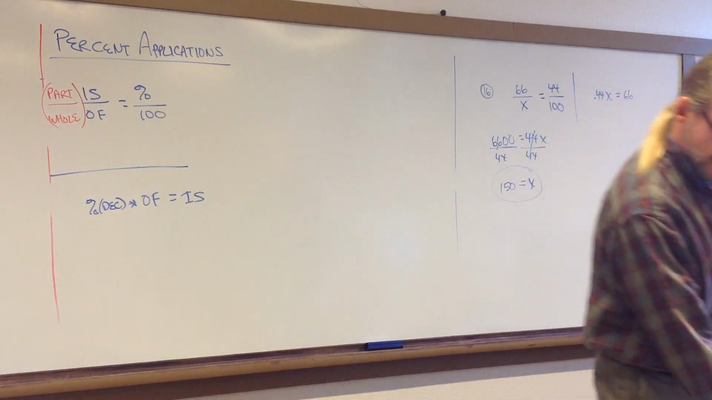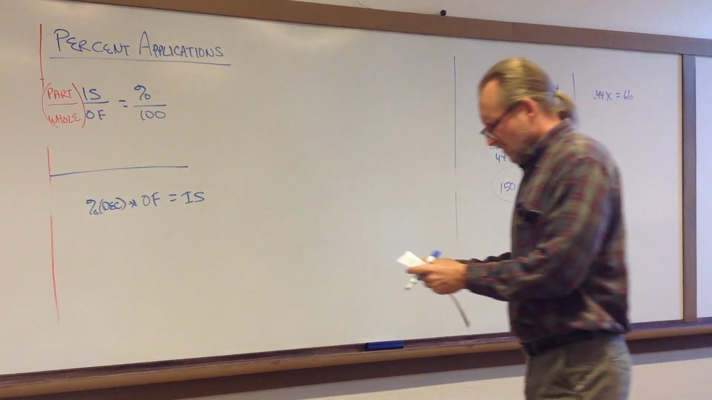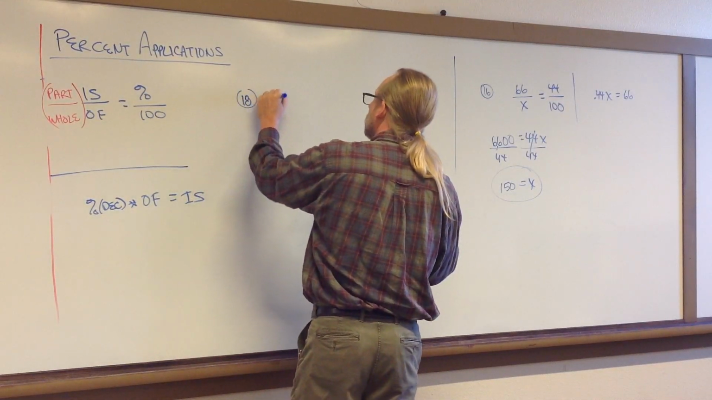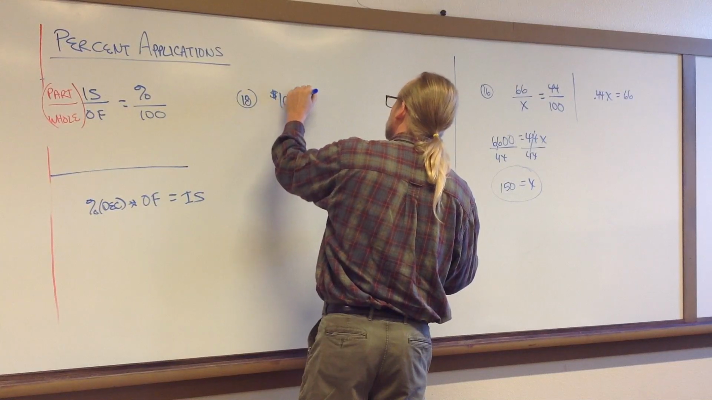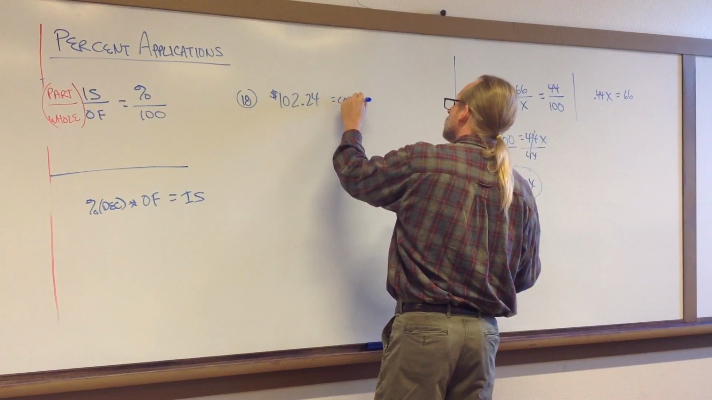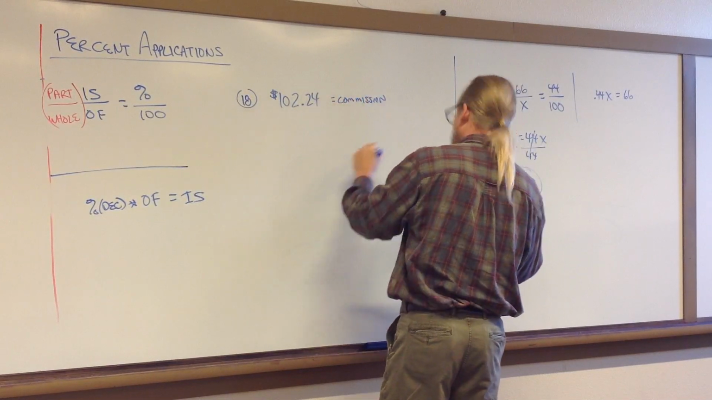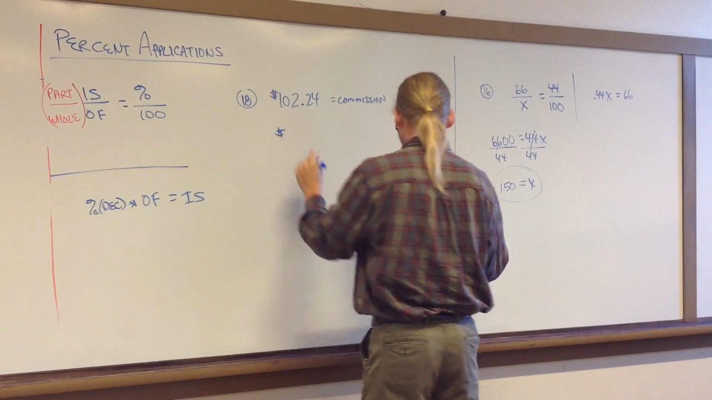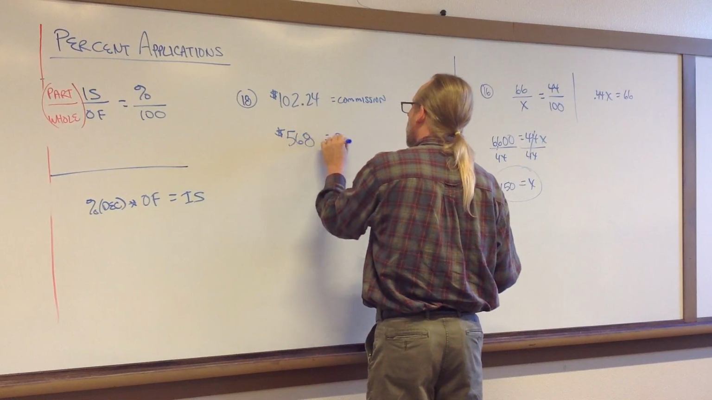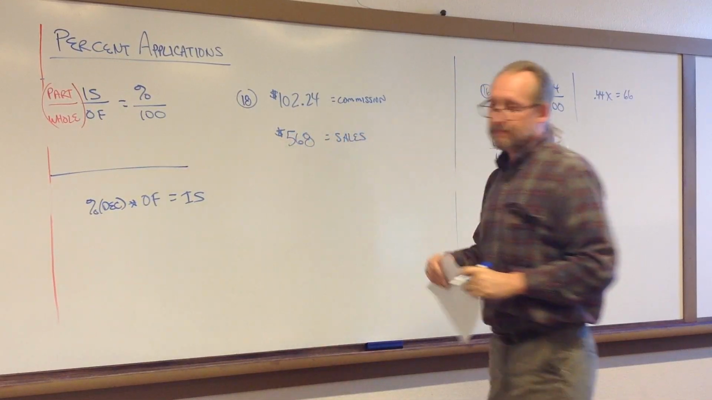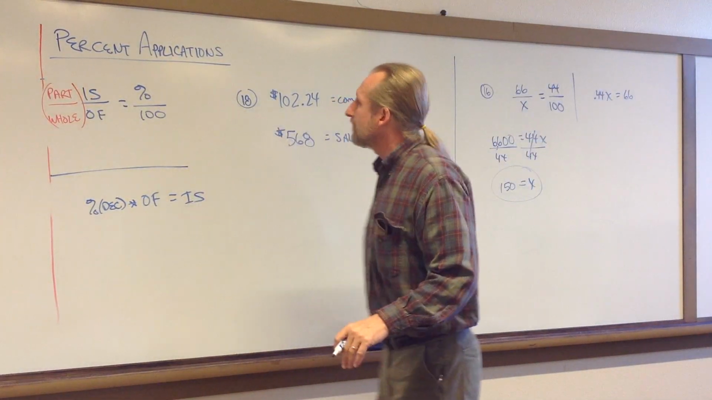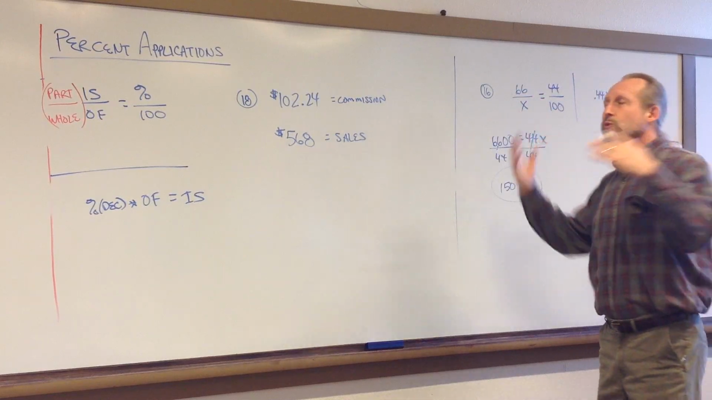Let's see. 18. What is the commission rate if Raleigh earns a commission of $102.24? So this is the commission. And the sales were $568. Okay, so notice there's no percentage in this problem. That means that's what we're trying to find. We're trying to find the percent. Which is the is, which is the of.